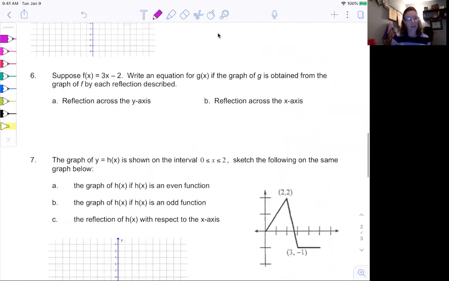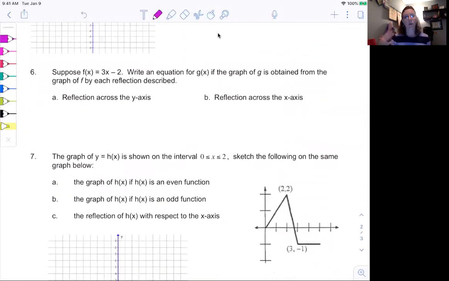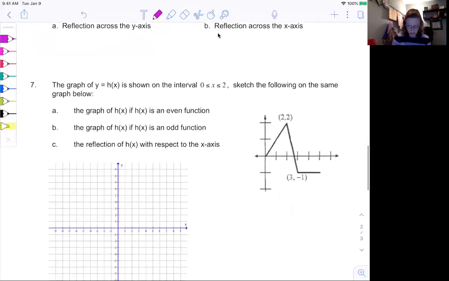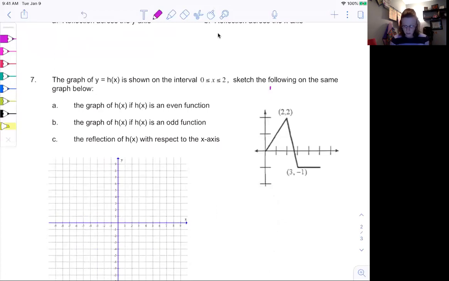And then in number 6, kind of getting you to think about an equation and how does an equation change to show that there's a reflection in the y-axis or a reflection in the x-axis. So think about those rules that we discussed. If it's a reflection across the y-axis, which variable is it affecting? If it's a reflection in the x-axis, which variable is that affecting? So try and think of it that way. How's the variable changing?